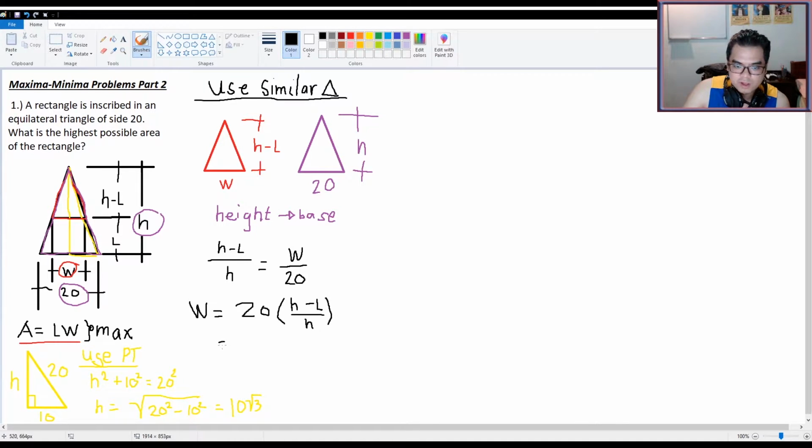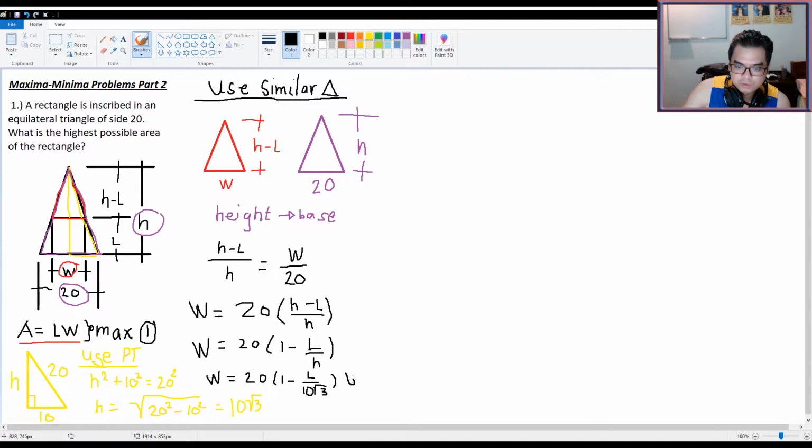Okay, if I will isolate this h, I will split h minus l all over h. That will become 20 times, you'll have here h over h, that is 1, minus the length over the height. But we already have the value for h. Therefore, we can say that the width now will be equal to 20 times 1 minus length over 10 square root of 3. Okay, so let's say this is our equation 1.